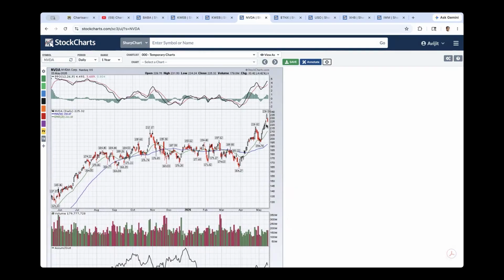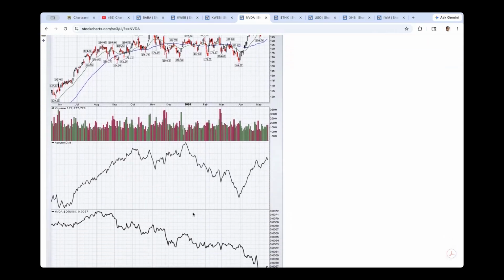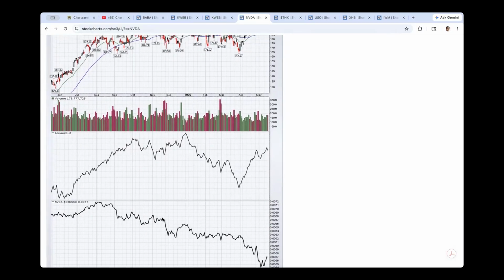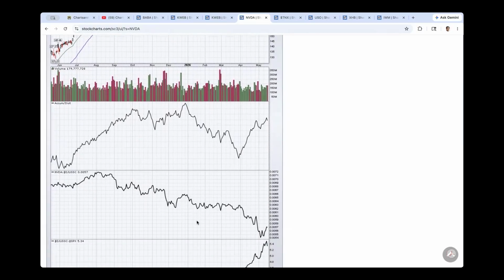But potentially, this is the relative of NVIDIA to its semiconductor industry. This ratio is a weakness, signaling lower lows. So that's something for us to be watching.